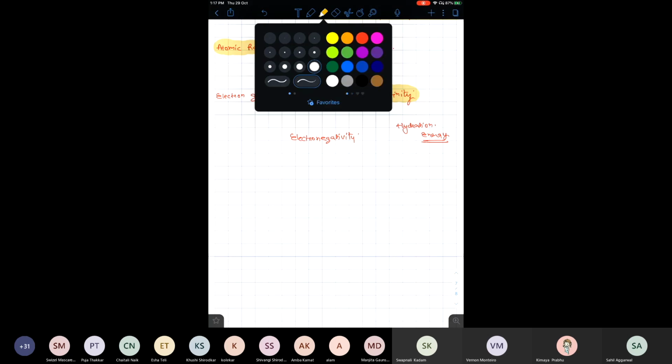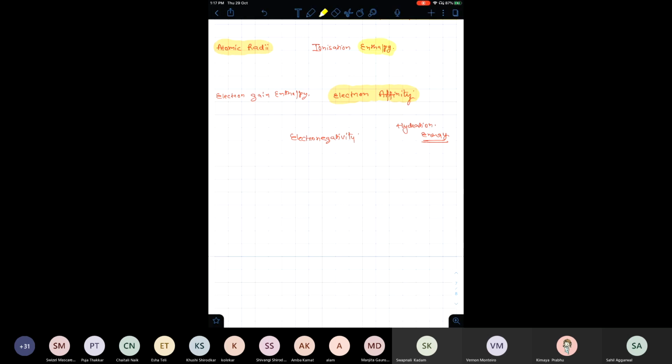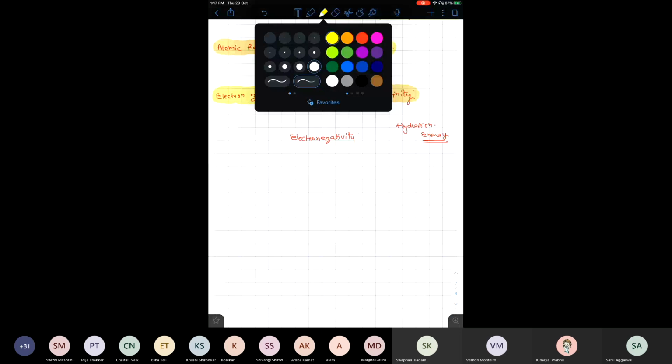These are all properties we have to read. Very important properties. They will come in block chemistry also, and chemical bonding also, and somewhat in organic chemistry also. Done, all of you?